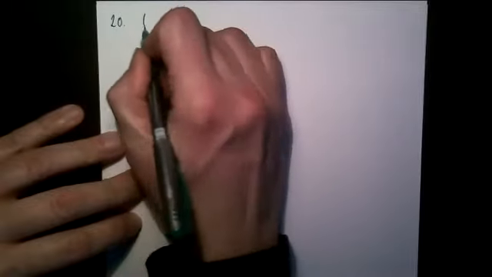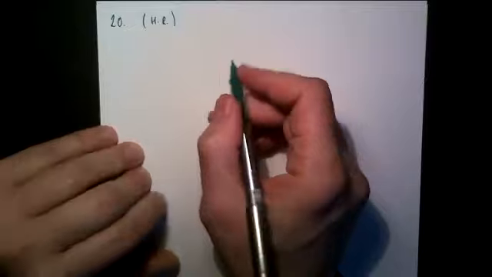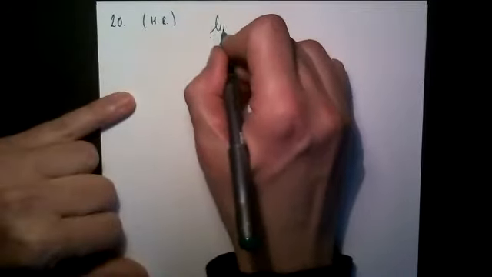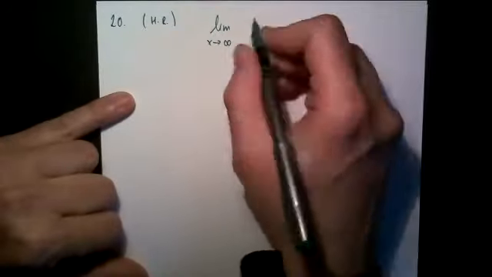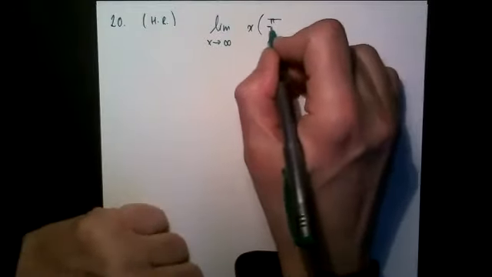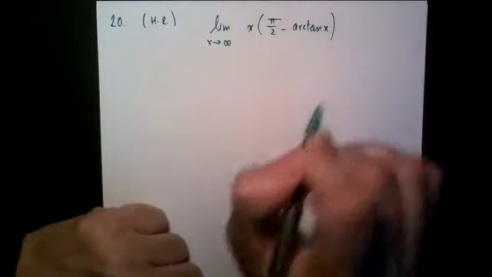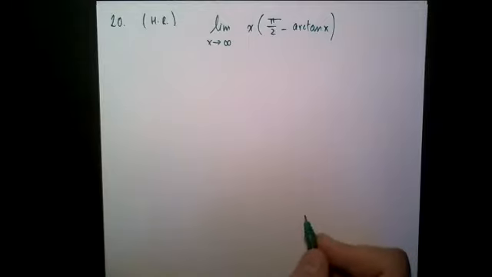Okay, so number 20 on the L'Hôpital's rule paper. It says find the limit as x approaches infinity of x times pi over 2 minus the arctan of x. Okay. So you have to know something here. Who has this question?